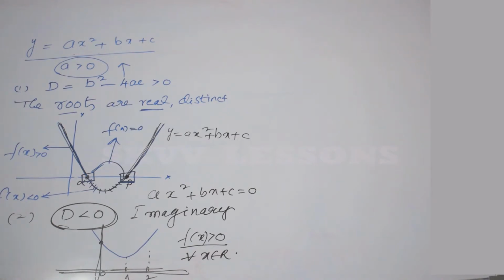So now, one more case we have, that is, the discriminant equal to 0. Now I will do that.